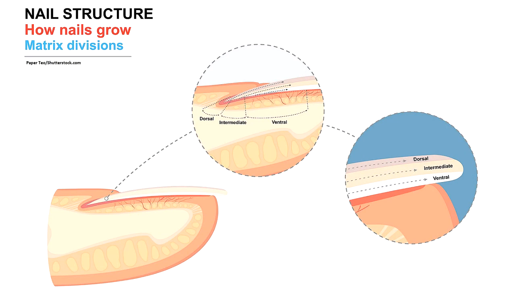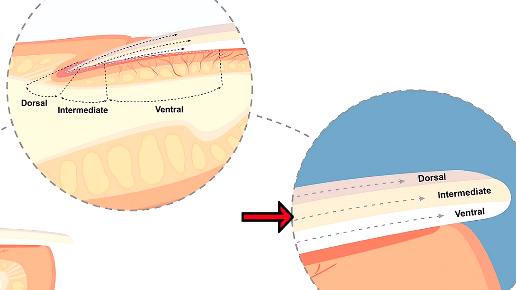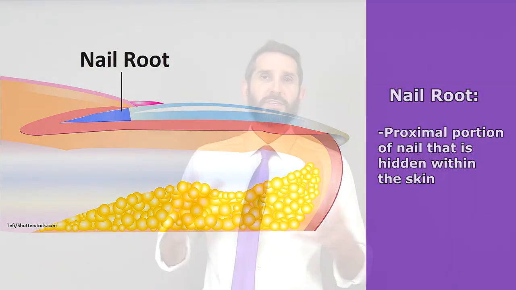Now, the plate itself can be divided into three main layers: a dorsal or top layer, an intermediate or middle layer, and then a ventral or bottom layer. And then finally we have the nail's root, and this is just the proximal most portion of the nail that is hidden within the skin. Now let's take a look at some of the underlying tissues that help create and support the nail plate.